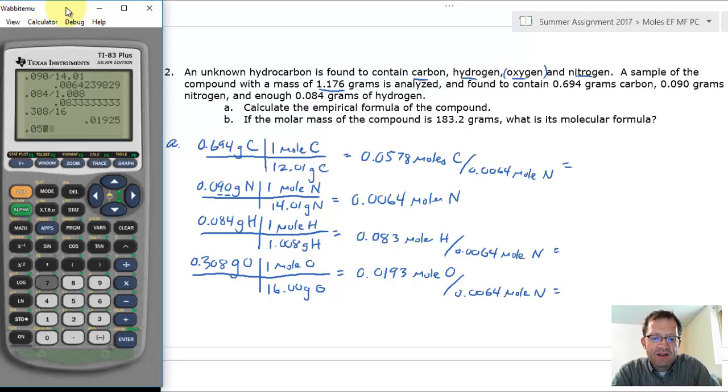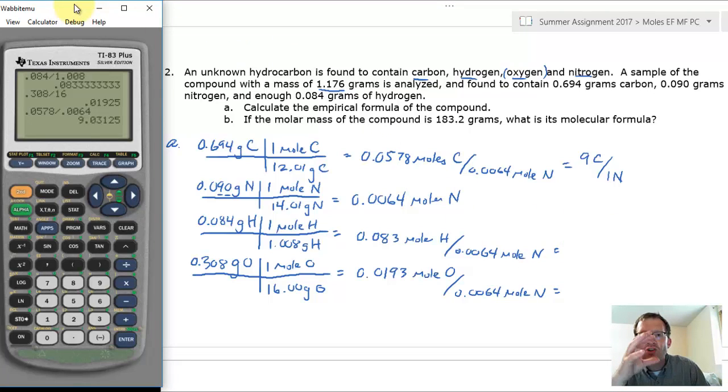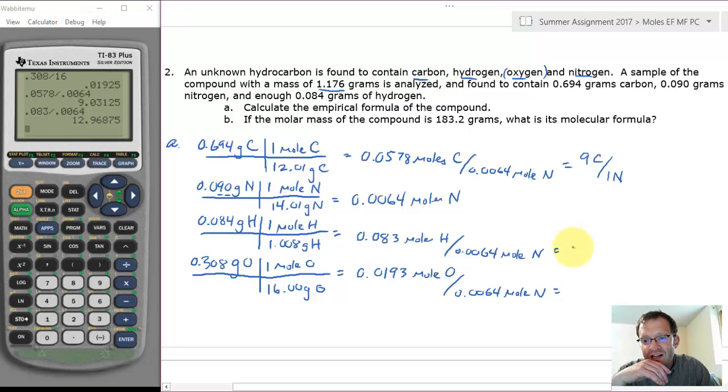So 0.0578 divided by 0.0064 gives me a rounded off ratio about 9 to 1. So this is a 9 carbons for every 1 nitrogen ratio. And remember, we're looking for our calculator to give us a whole number, maybe a half number, occasionally one with fourths and even thirds. You'll see that actually in the next problem. 0.083 for my second ratio divided by 0.0064, and that's a 12.97. So it's around a 13 to 1 ratio.